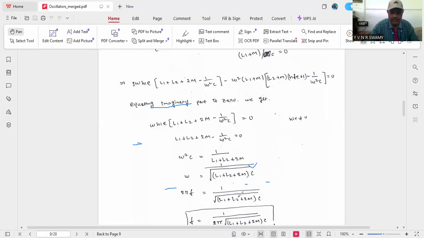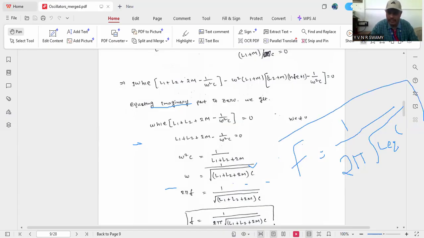Then omega is 2 pi f. Then f is equal to the final formula: f is equal to 1 by 2 pi into root of L equivalent into C, where L equivalent is L1 plus L2. This is the frequency of Hartley oscillator. Okay. Thank you.